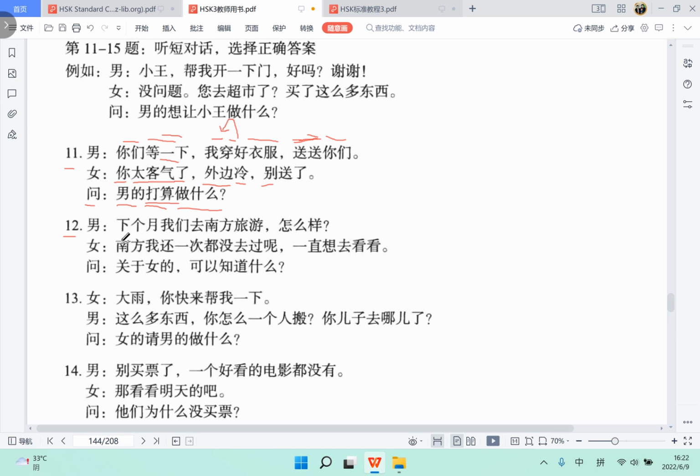And 12, 第12个：下个月我们去南方旅游怎么样？So 怎么样 at the end of the sentence indicates this is a suggestion and asks the opinion of the people we talk with. So 南方我还一次都没去过呢？So 一什么什么都没 — I haven't been there even one time. I still haven't been there even one time. 一直想去看看, so always wanted to go there and have a look, right?